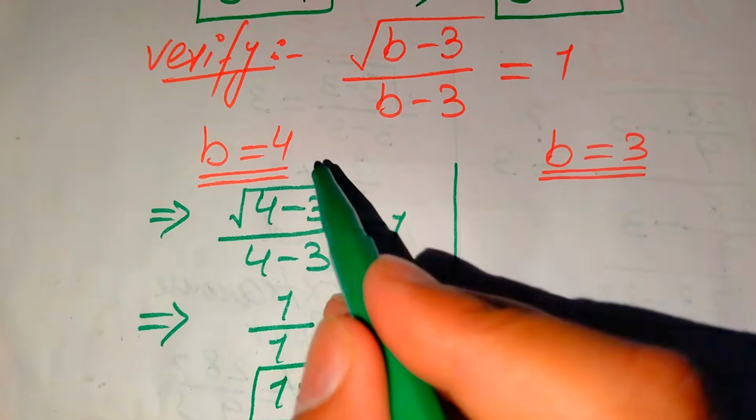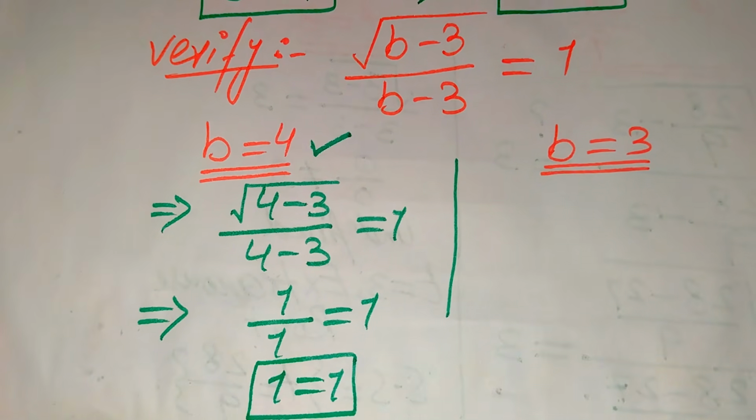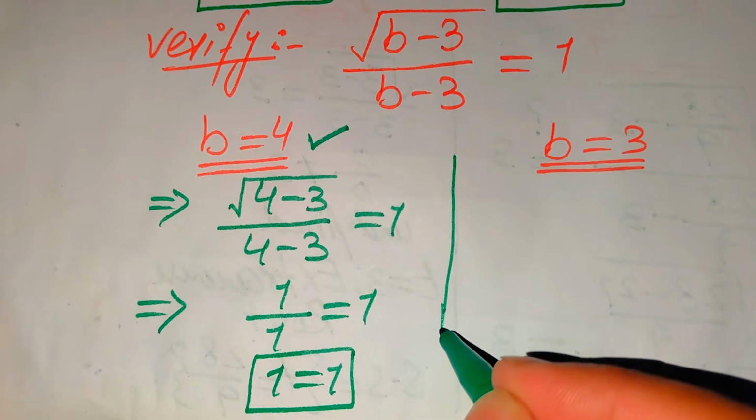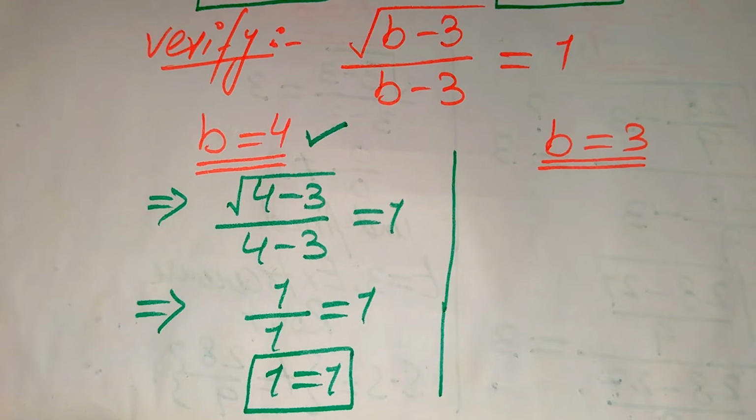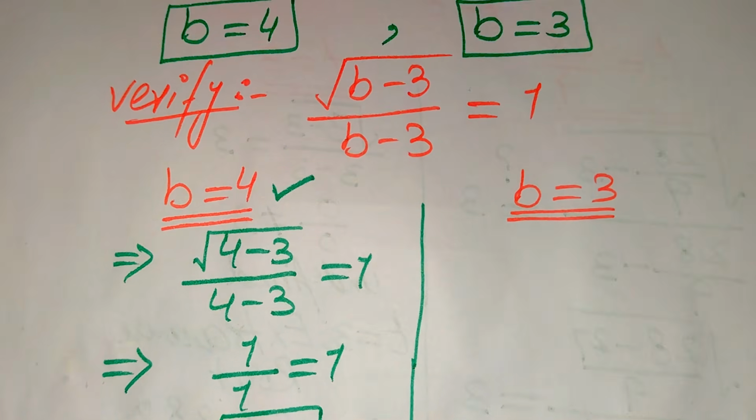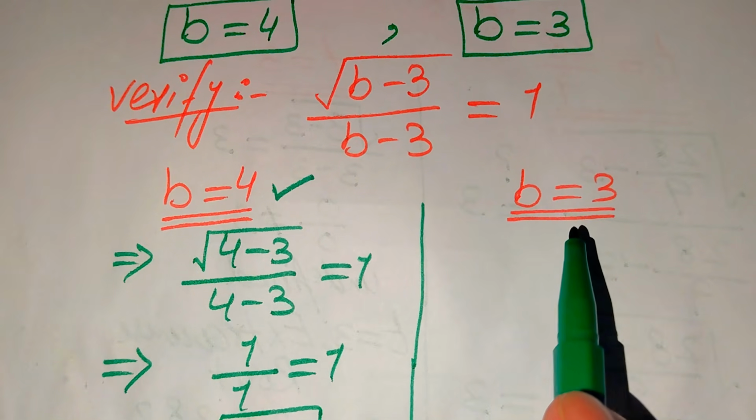This means that the value b equals 4 satisfies our given question statement. So this concludes that b equals 4 is the first solution of the given equation. And now, in the same pattern, we need to verify the second value of b.